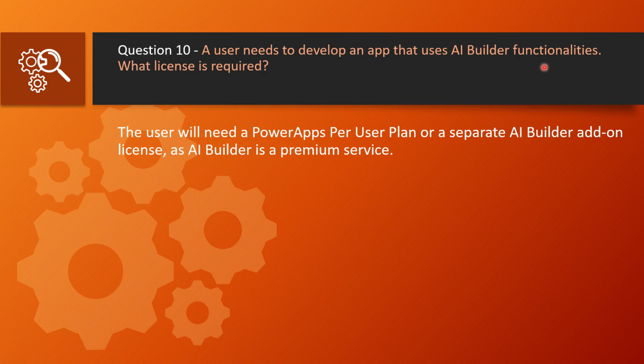A user needs to develop an app that uses AI Builder functionality. So what licensing option is there for this AI Builder functionality? So the user will be required to have the Power Apps per user plan or a separate AI Builder plan to access this, because AI Builder is a premium service.